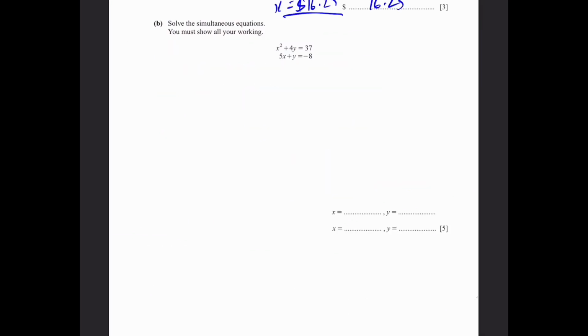Solve the simultaneous equations. You must show all your working. x squared plus 4y equals 37. 5x plus y equals minus 8. So first let's rearrange the second equation to substitute it into the first equation. You can rearrange it to make y the subject. y equals minus 5x minus 8.